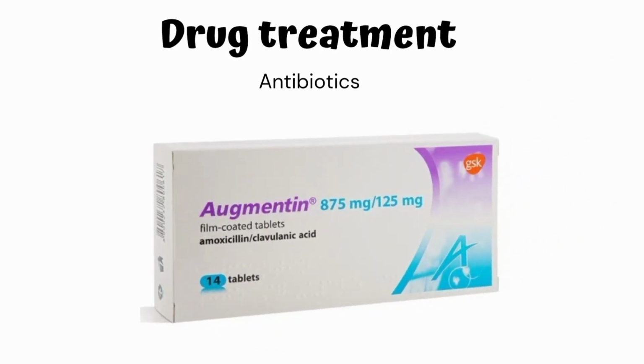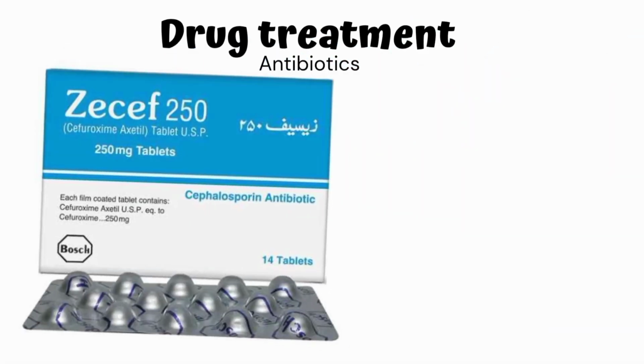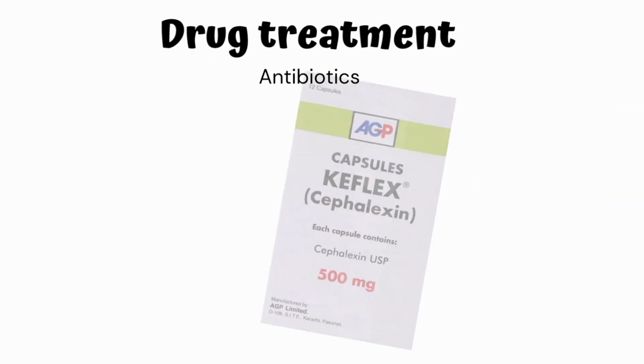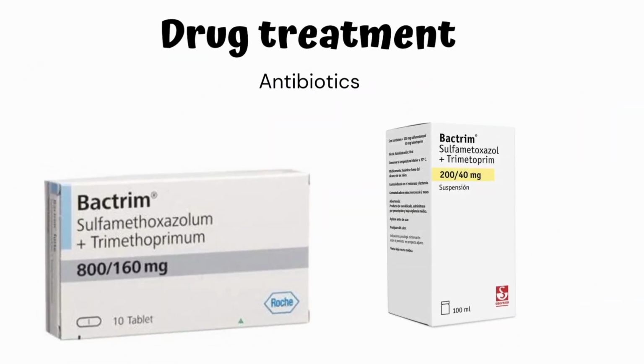Here we have Augmentin. It's a combination product of amoxicillin and clavulanic acid. Then we have Z-Cef, Calflex, and Cefspan. Then we have Bactrim, which is a combination product of sulfamethoxazole plus trimethoprim.